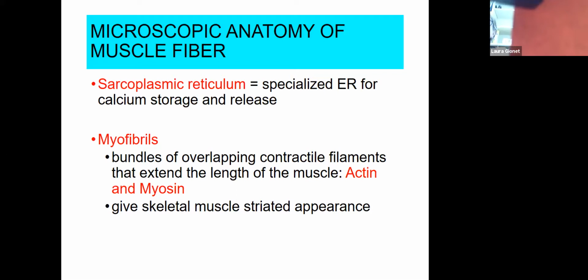And then everything else, other than pretty much these things that we just mentioned, maybe the nuclei and the other organelles there. Other than that, we have what are called the myofibrils. And this is the real contractile portion of the cell. They're bundles of overlapping contractile filaments that extend the length of the muscle. Those are those pieces of uncooked spaghetti we were looking at. And they are composed of repeating areas of actin and myosin, and they give the skeletal muscle a striated appearance.